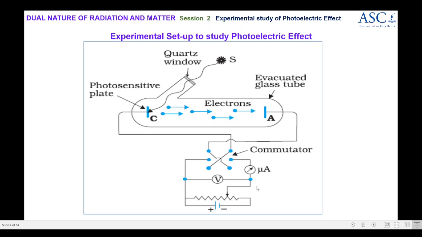Now for the experiment which has to be conducted, you have already learned that when Lenard was doing experiment on photoelectric effect, he used the same setup except for the commutator, microammeter and voltmeter. Now for the experiment, there are three parameters which are studied.